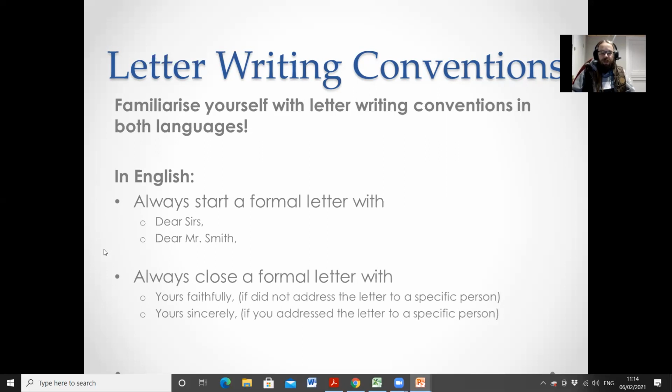First of all, to open the letter, always start a formal letter with Dear Sir or Dear Madam, Dear Sir stroke Madam, or Dear and then the person's name: Mr. Smith, Ms. Smith, Mrs. Smith, whatever the person's name is. And in your language, you follow the conventions of your language.